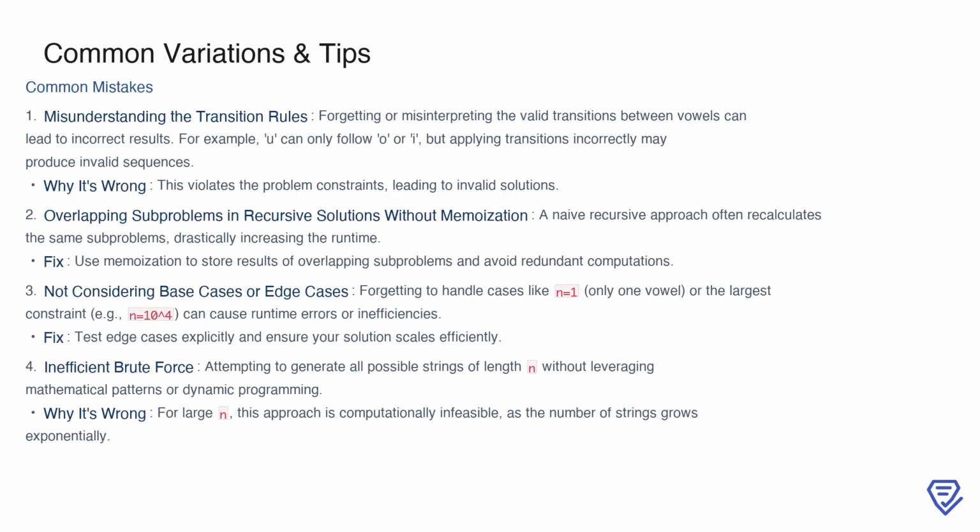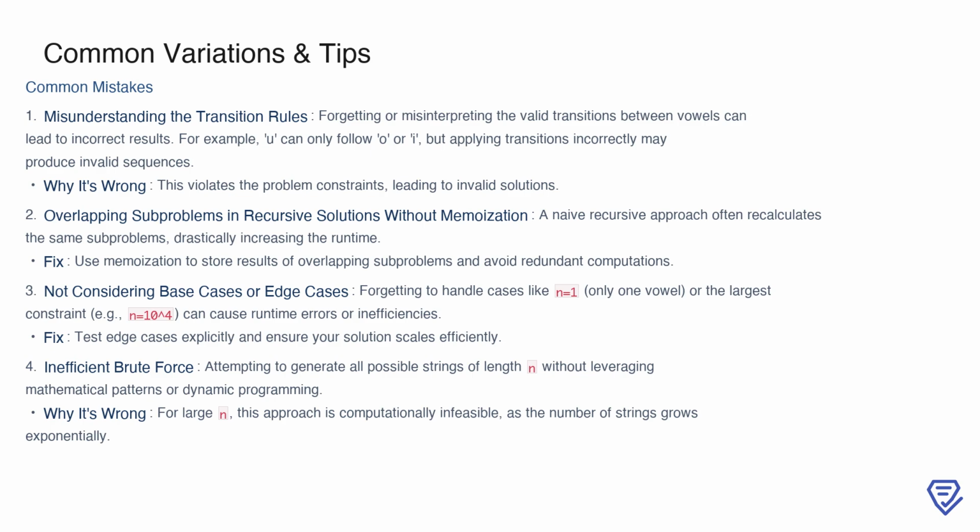One of the most common mistakes when solving the count vowels permutation problem is misunderstanding the transition rules between vowels. Each vowel can only follow certain others, based on the constraints. For instance, u can only come after o or i.